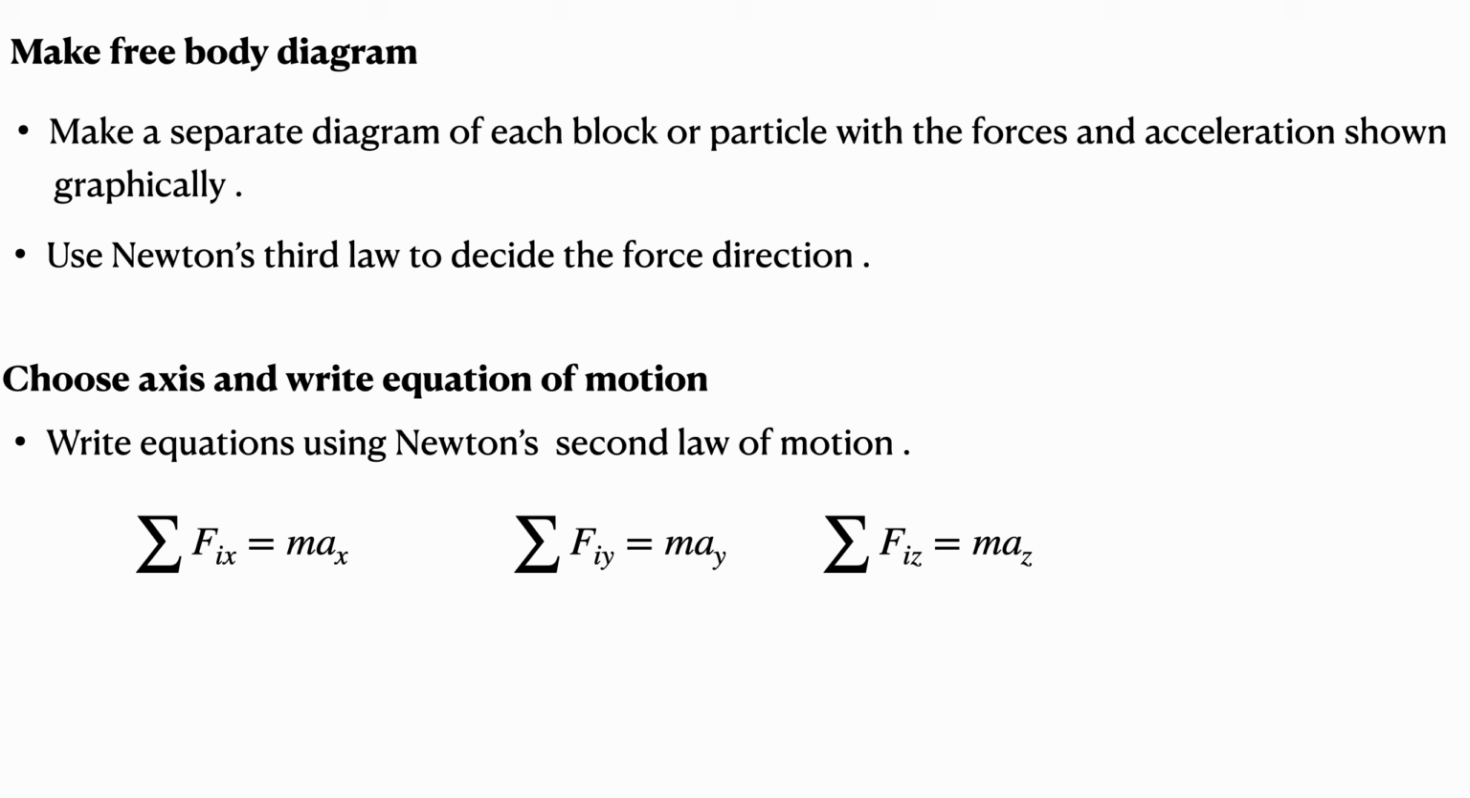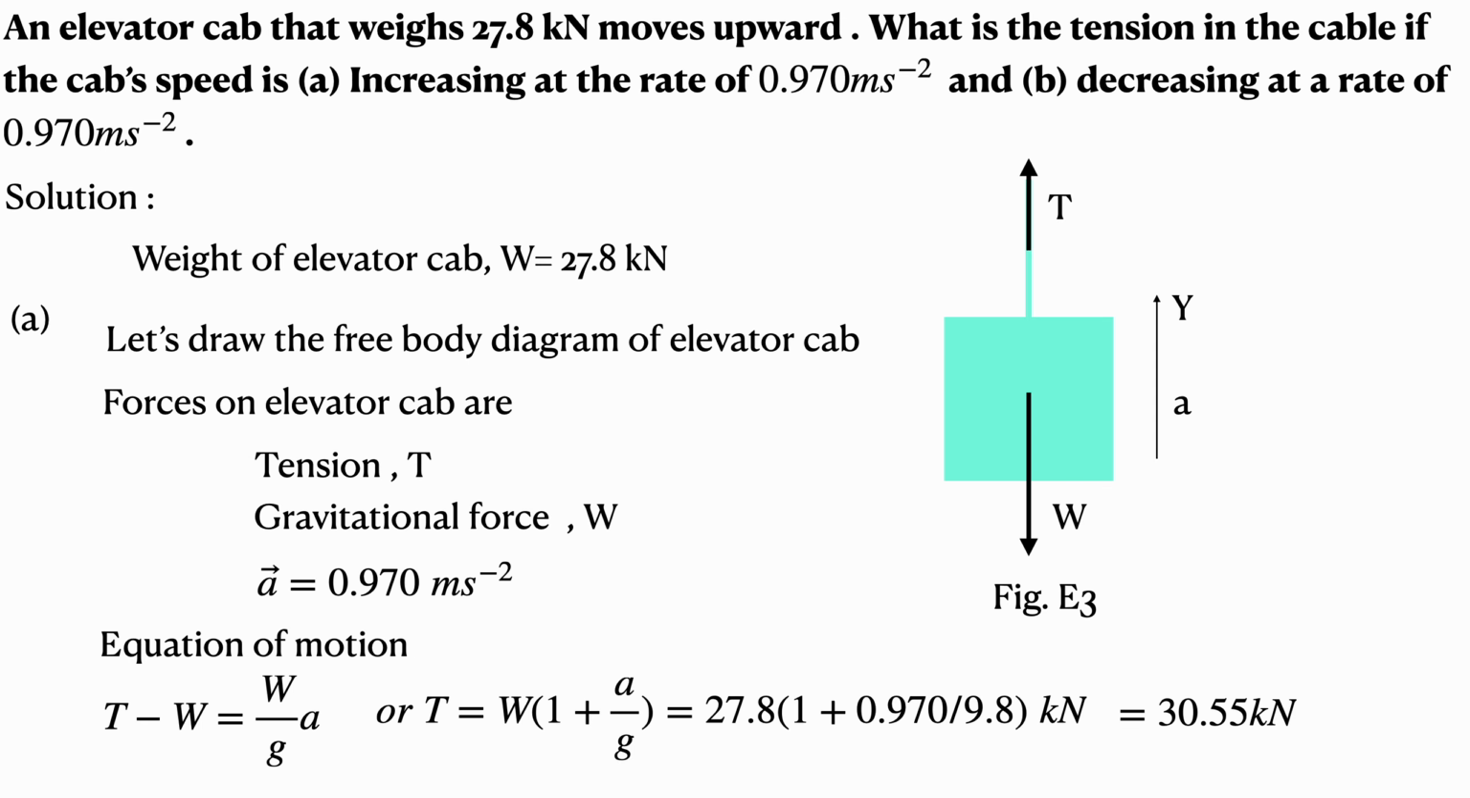In the next step, we choose the axes and write the equations of motion using Newton's second law of motion, which is force equals mass times acceleration. So in the x direction, the summation of force F_ix will be equal to m a_x, in the y direction, the summation of force F_iy will be equal to m a_y, and in the z direction, the summation of force F_iz will be equal to m a_z.